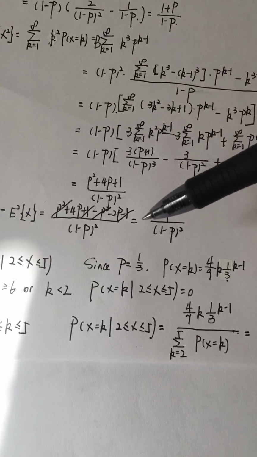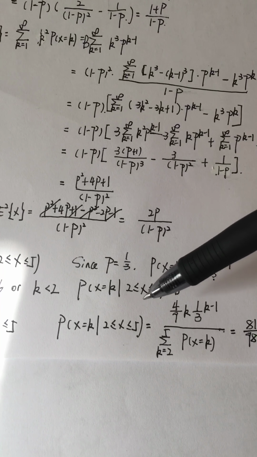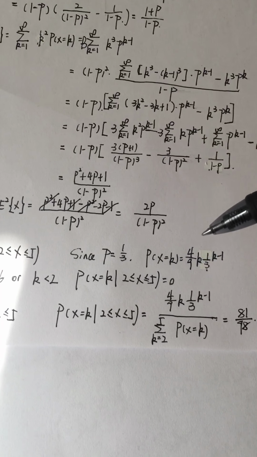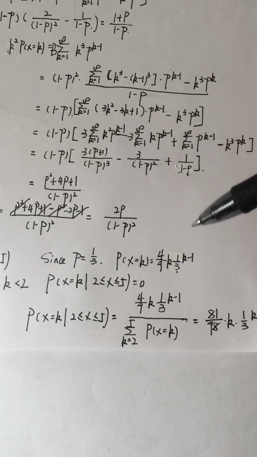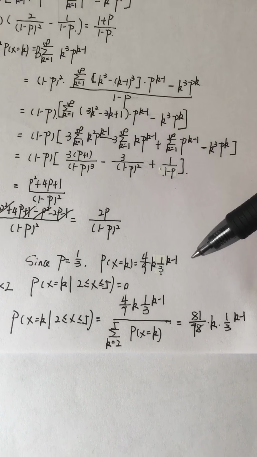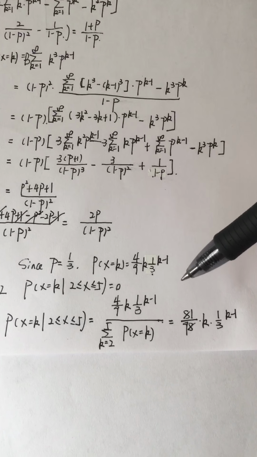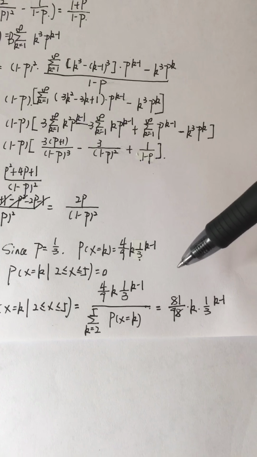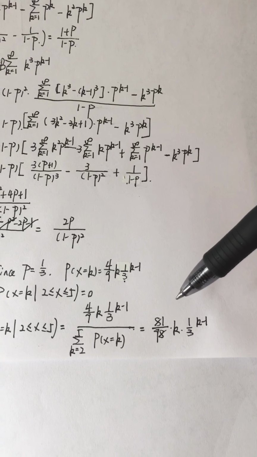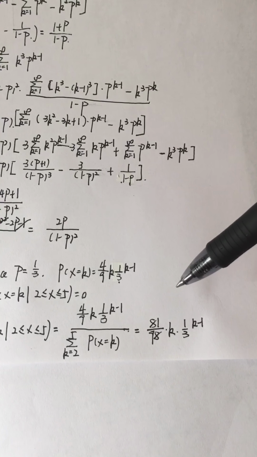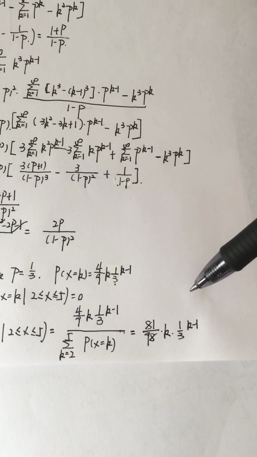get that P(X = k) given X is less than or equal to 5 and more than or equal to 2 is equal to P(X = k) over the sum of P(X = 2), 3, 4, 5, and at last we can get that this conditional probability is equal to 81 over 98 times k times 1 over 3 to the power of k minus 1.